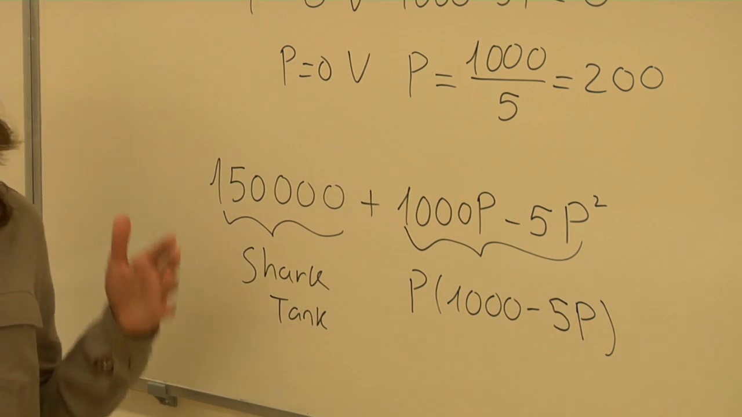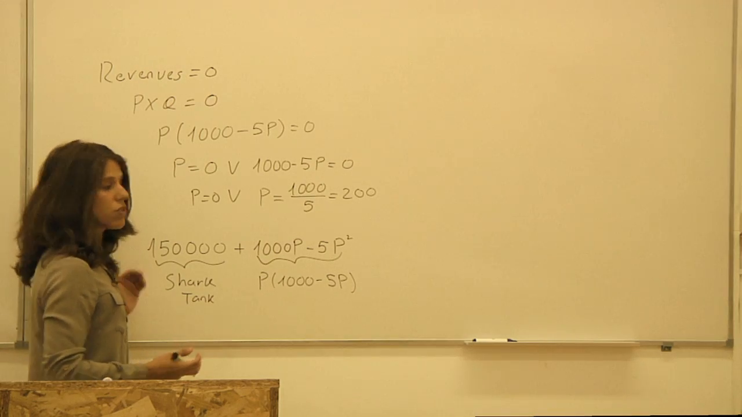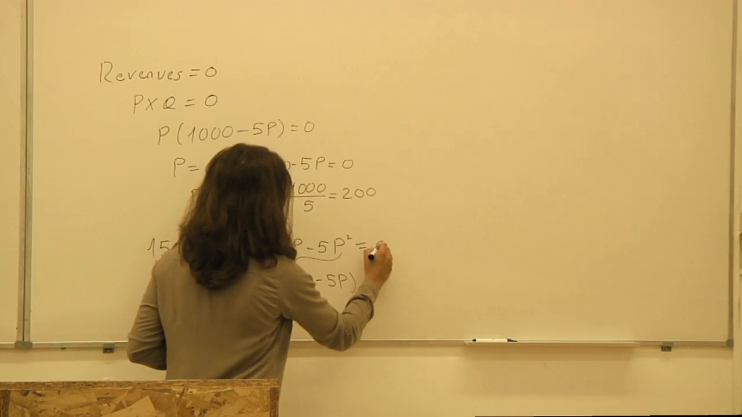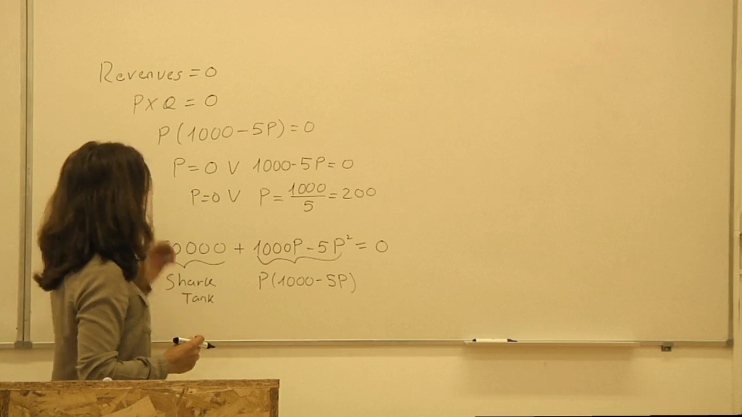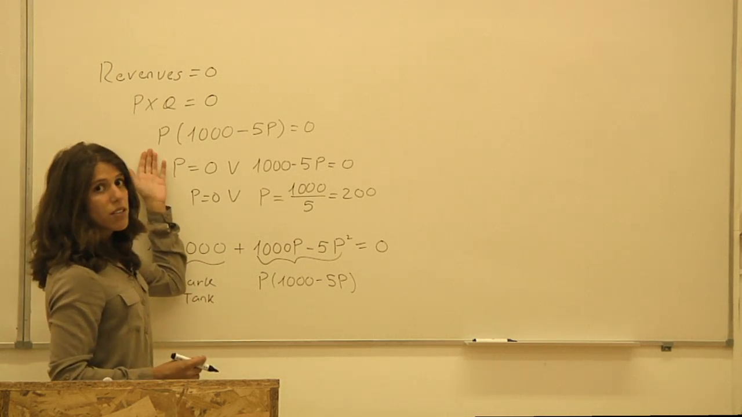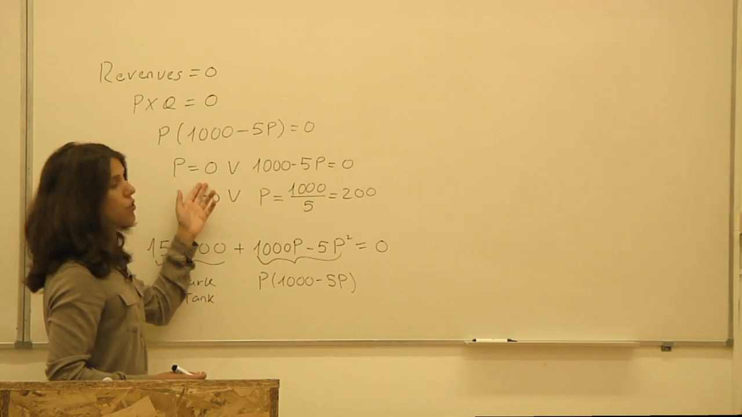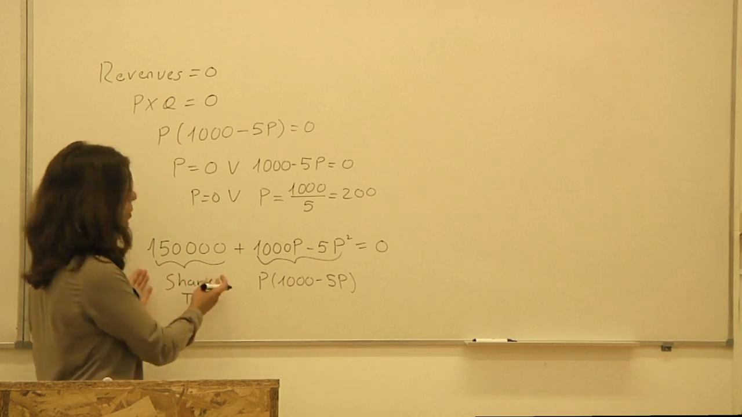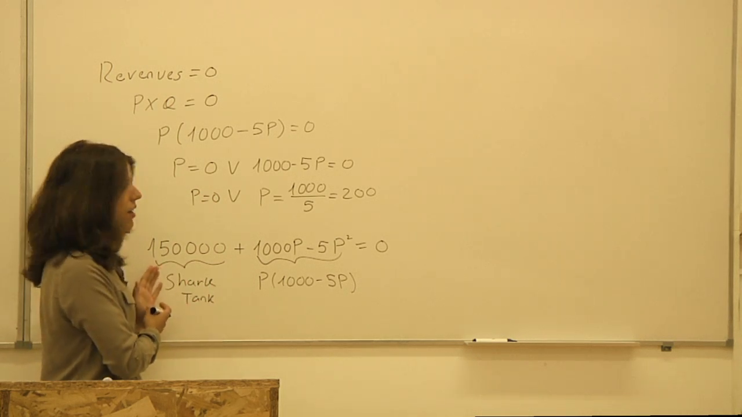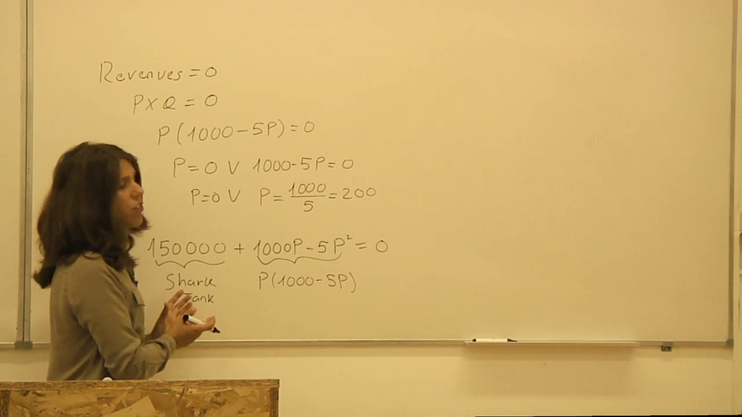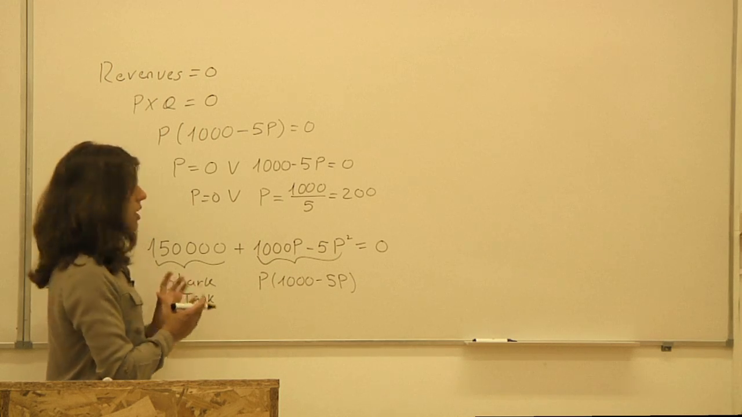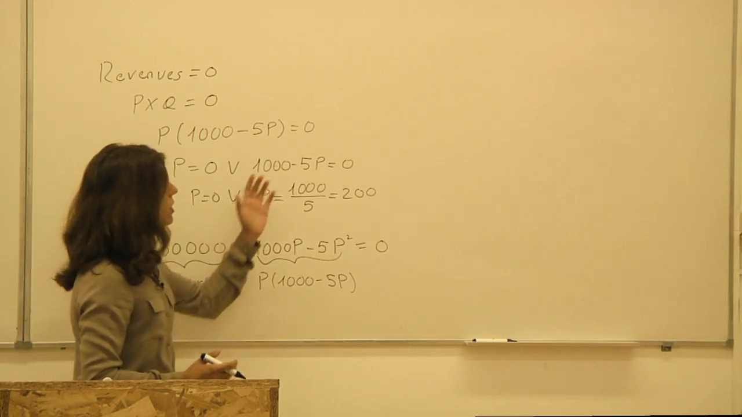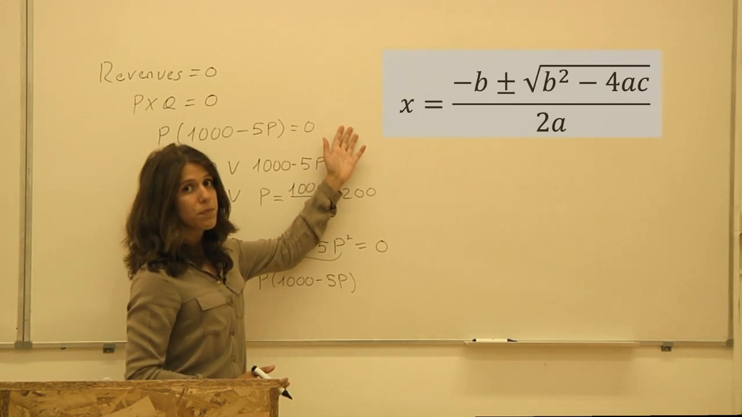And once again, you want to know when your revenues are going to be equal to 0. Well, before we isolated P and the solution was very simple. But now with this constant from the Shark Tank, this equation is more complicated to solve, and in order to do that, we will need the quadratic formula.